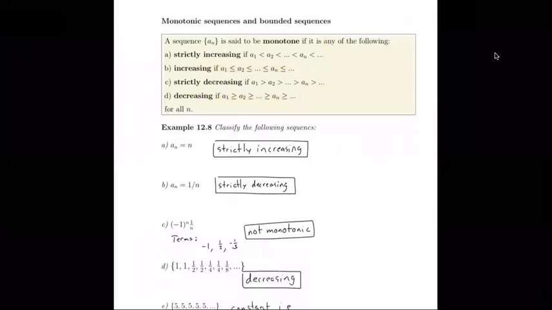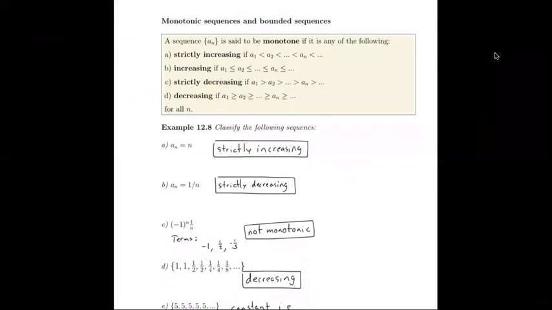A sub n equals n. We're asked to classify whether or not this is increasing or decreasing. Well, each one of these n's is 1, 2, 3, 4, and so on. None of them are equal to each other, so we know that this is an increasing sequence, strictly increasing, because 1 is strictly less than 2, is strictly less than 3, and so on.